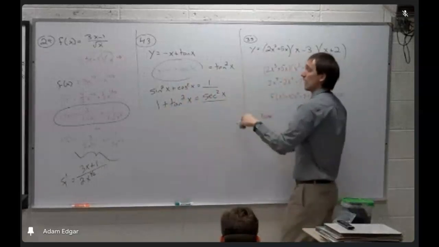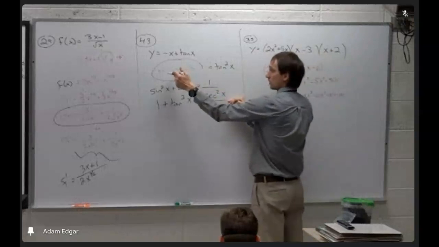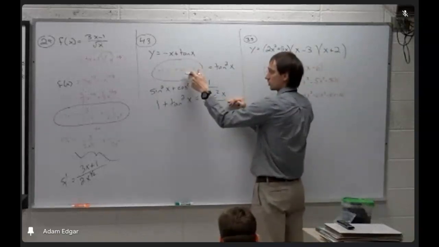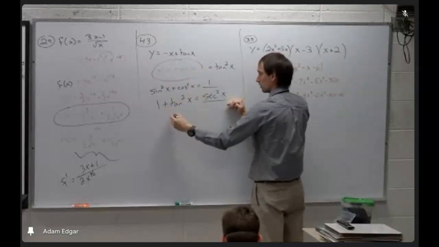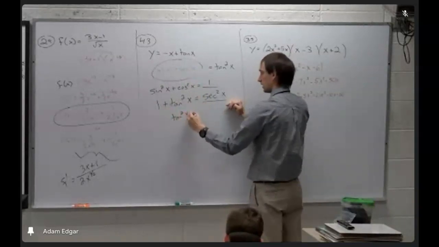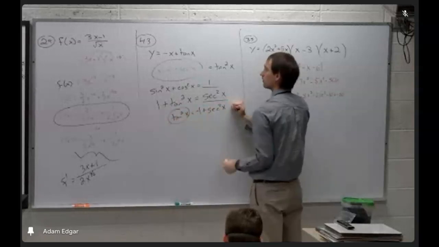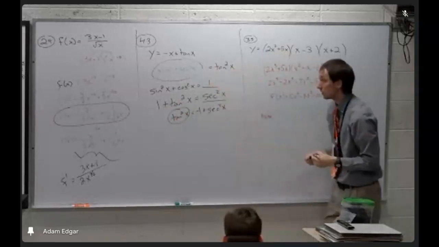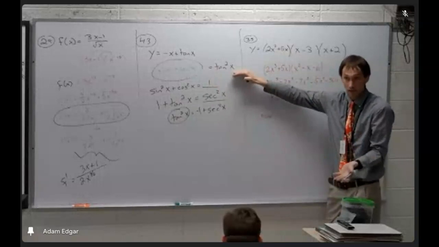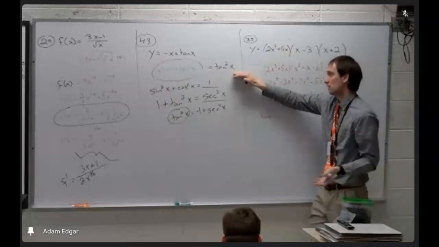Now, you look here and you say, well, this has negative 1 paired with secant squared. If you subtract the 1 over in this identity, you get tangent squared by itself. So you can do that. Is that necessary? Do you have to do that? No, but it's a little bit simpler. Right, sir?